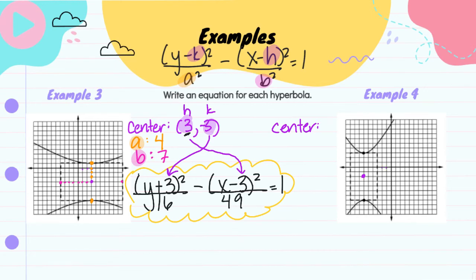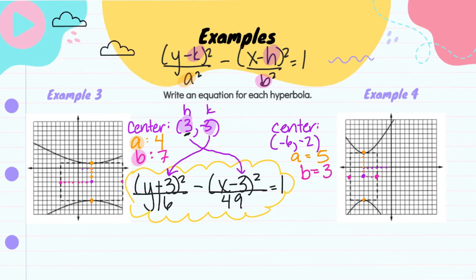Negative 1, 2, 3, 4, 5, 6. And then negative 2. Let me count that again just to make sure. All right. Now a is the distance from the center to the vertex. 1, 2, 3, 4, 5. b is the distance from the center to the co-vertex. 1, 2, 3.